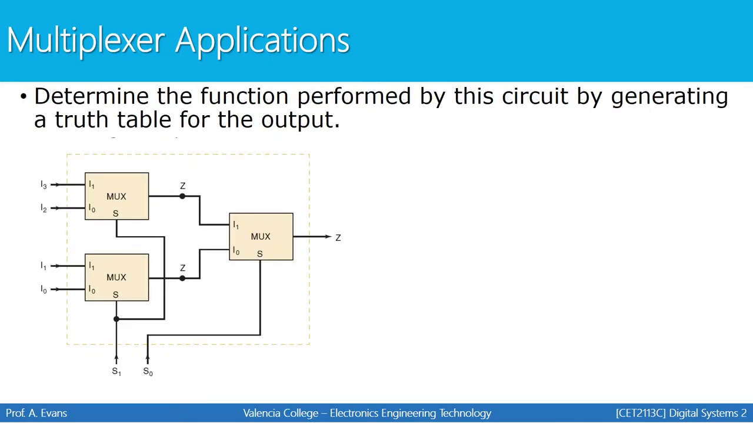Now let's look at another example, similar to the one before, where we're going to determine the function performed by this circuit by generating a truth table for the output. So what I want you to do right now is take a second and try to create a truth table that would describe what output Z is going to be based off of S1 and S0. So hit pause, try to figure this out on your own, and then check back in a few minutes for the answer.